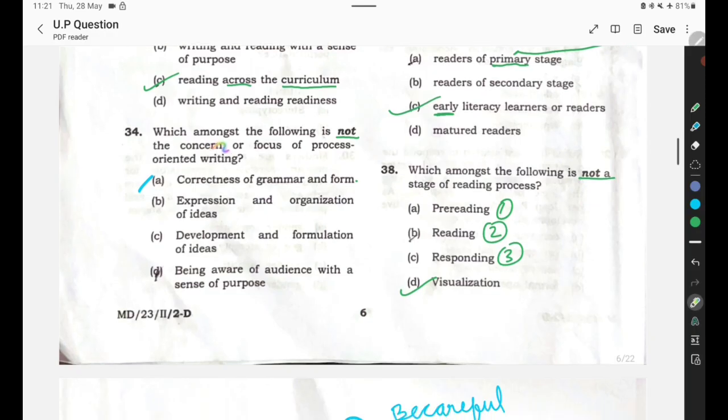Question number 34. Which amongst the following is not the concern or focus of process-oriented writing? Correctness of grammar and form. Look, as a teacher, when students write their thoughts and ideas, you should not check their proper grammar and form. Just check whether these students have those ideas, that is, the basic concept of the chapters. You can give them proper marks through that only. Don't minus their marks by checking grammar and form.